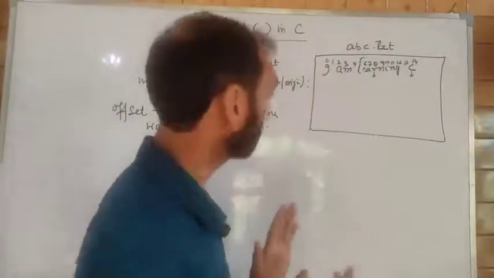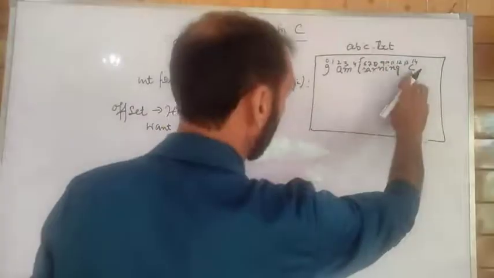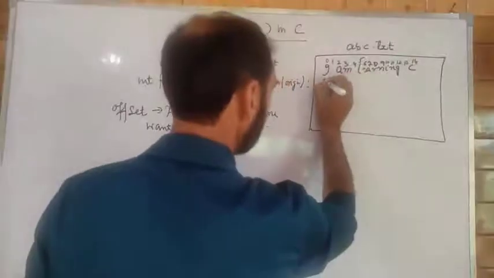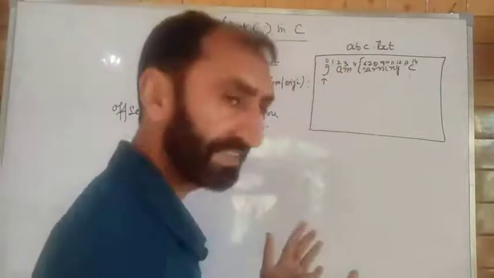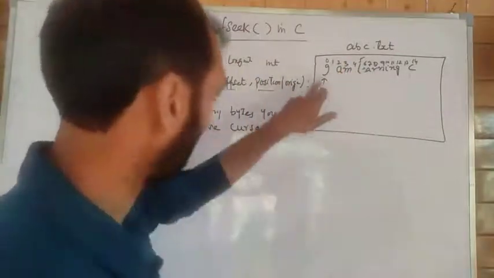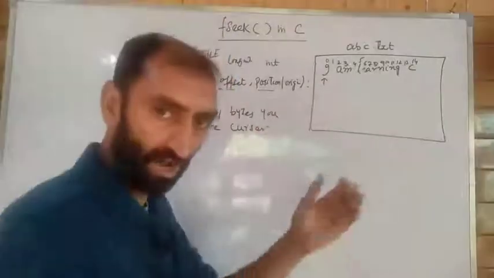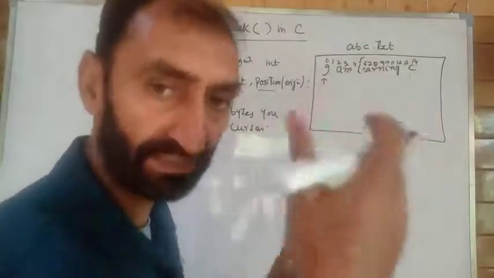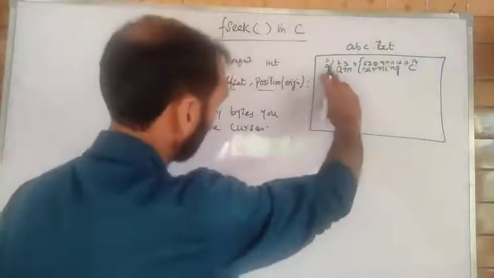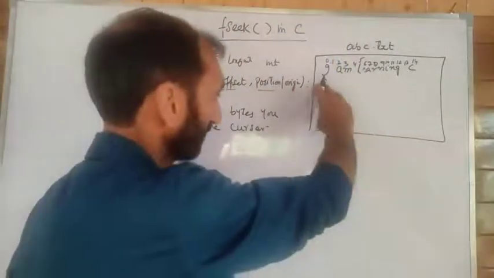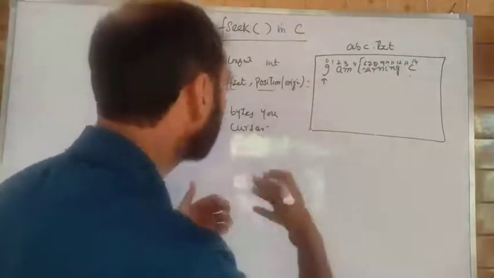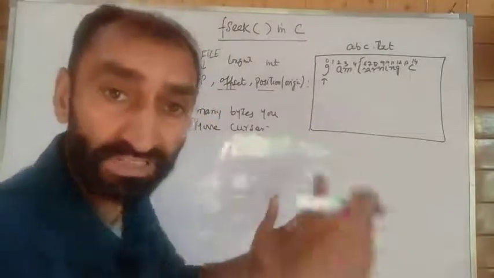That means, for example, I have opened the file in the R mode. So in R mode, we can read the file. So the position is at the beginning. File exists and the cursor is at the beginning. How many bytes do I want to move the cursor forward?